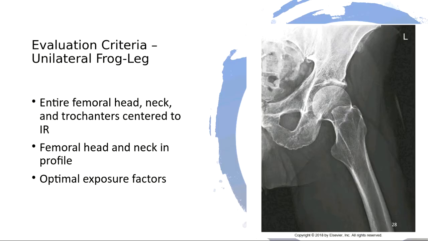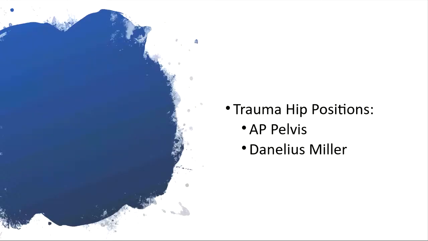And graphically, that would look like this, where you're getting the entire femoral head, the neck, and the trochanters. All right, just a really good visualization of, again, all of that anatomy, which looks to be the same patient that they did in the AP, again, with the loss of mineral, loss of calcium in the bone. But this is a unilateral frog leg or a modified Cleaves.